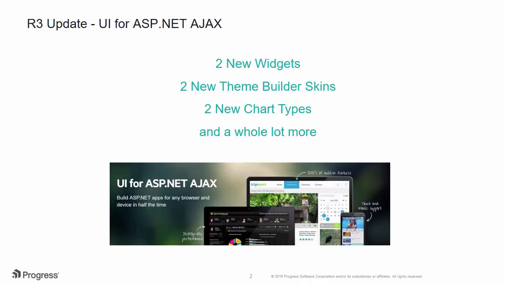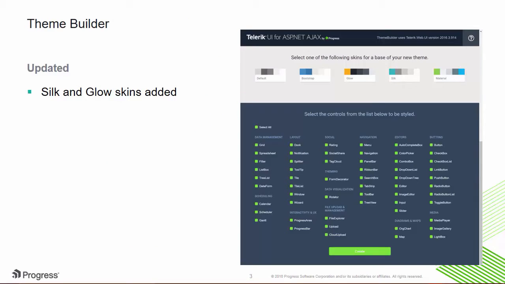UI for AJAX's unique set of features allows you to create apps completely using server-side logic, client-side logic, or anywhere in between. In this release, we've continued to add more controls, themes, and features so you can ship faster. The latest update of the Theme Builder application allows you to create and customize themes based on the Silk and Glow skins. You can use them as a starting point to build your own custom skins and update their default color schemes per your project's design.